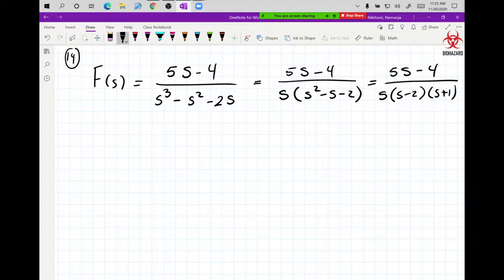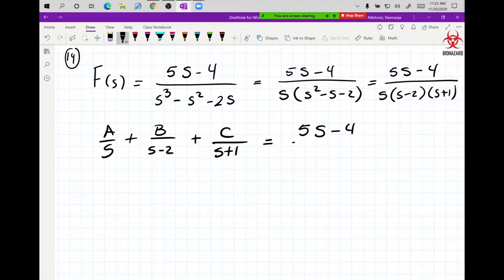Now, your partial fraction decomposition, I was about to say partial differential equations. Partial fraction decomposition is A over s, because that's linear, plus B over s minus 2, that's linear, plus C over s plus 1, also linear, needs to be equal to (5s minus 4) divided by s(s minus 2)(s plus 1).